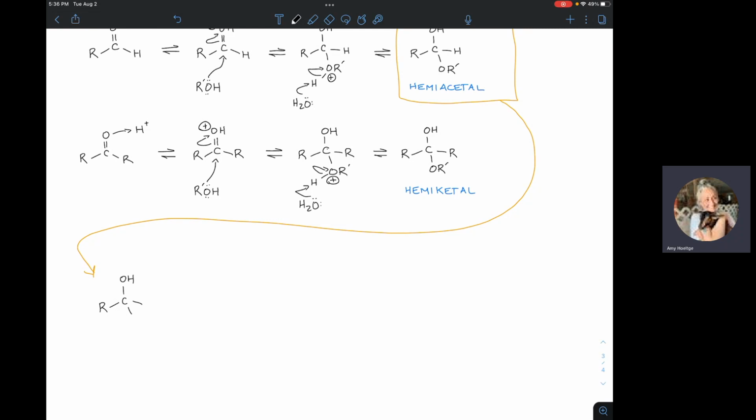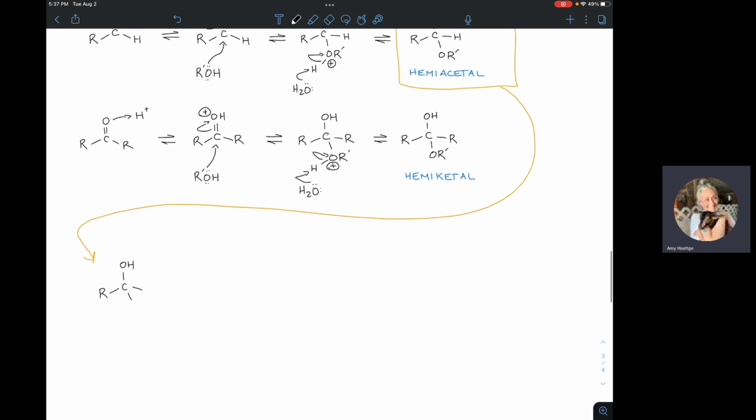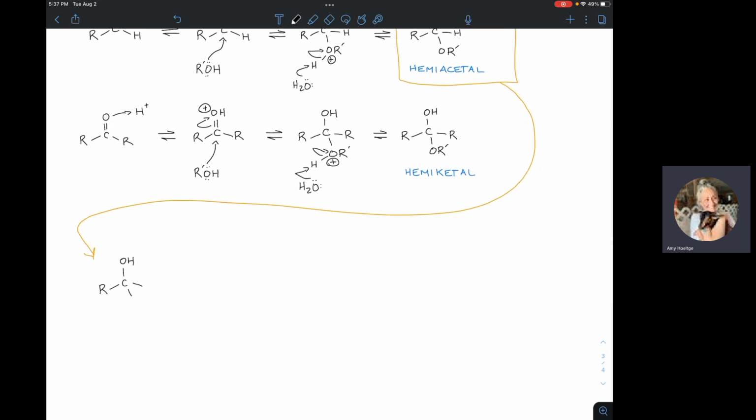Remember, these tetrahedral intermediates, this is the same old pattern, right? You start out with your first tetrahedral intermediate, it is protonated. You get your second tetrahedral intermediate, it is neutral. You get your third tetrahedral intermediate, it is protonated. Your second, neutral tetrahedral intermediate, in this case, has a name, and it's called a hemiacetal. So I'm going to put that down here.